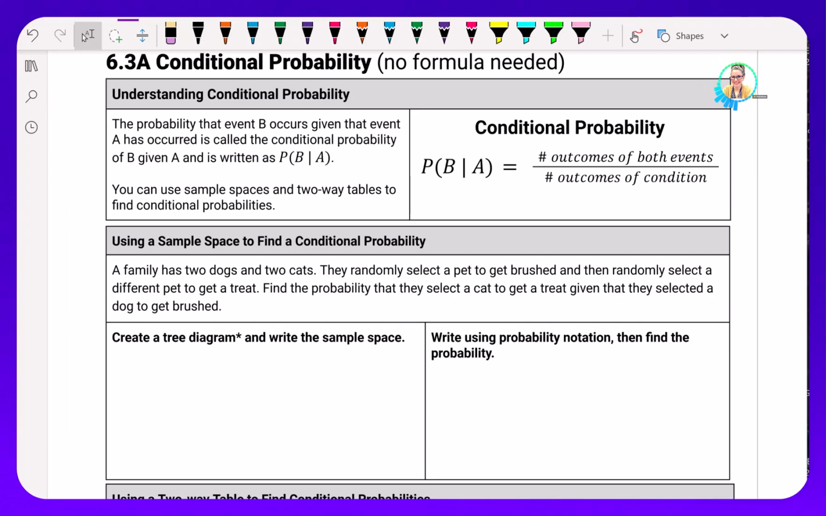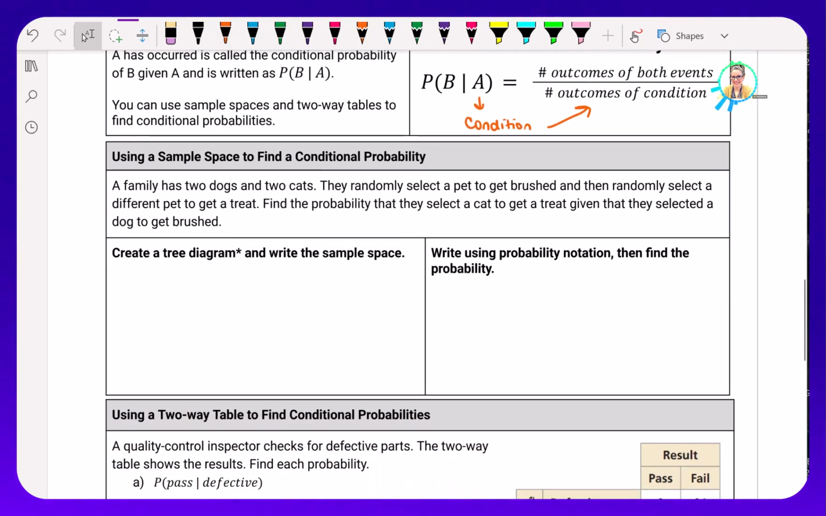Okay, let's look at the back of our notes. So one more time, we have the conditional probability, and I'm going to remind you that the second thing right here is your condition, which will limit your sample space. See how I put the number of outcomes of your condition? But when you're going to find the probability, it would be outcome of both events. Now, since you've already limited your condition, that top number is going to be pretty obvious, especially if it's in a Venn diagram or if it's in a two-way table. Or you could just simply look at your sample space, which is what we're about to do.